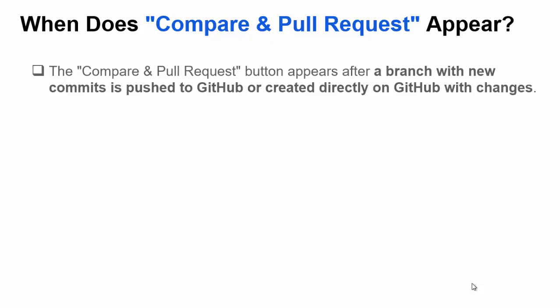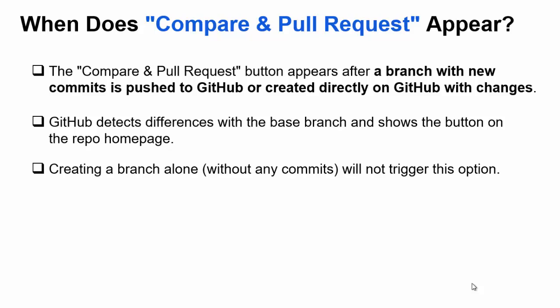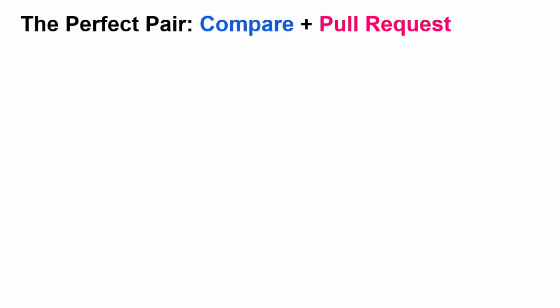When does this compare and pull request button appear? It basically appears after a branch with new commits is pushed to GitHub or created directly on GitHub with changes. GitHub in this case detects the differences with the base branch and shows this button on the repository homepage. Creating a branch alone without any commits will not trigger this option. Naturally, unless you have any changes, there is no point showing this. So in Git-based workflows, compare and pull request is a perfect combination.